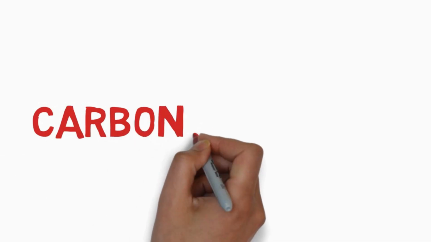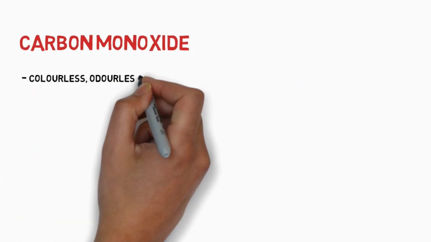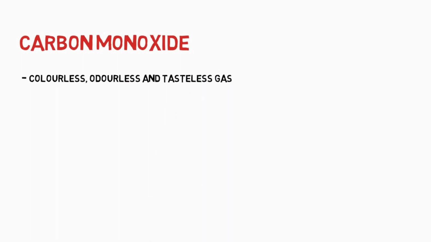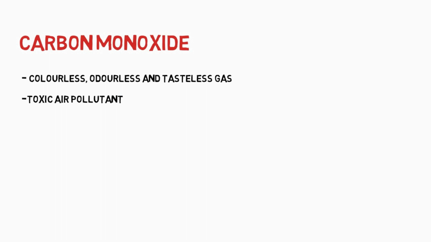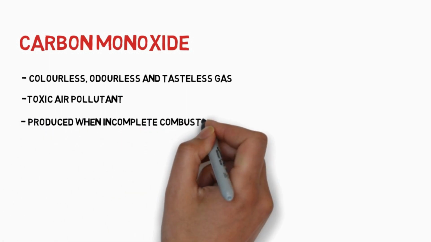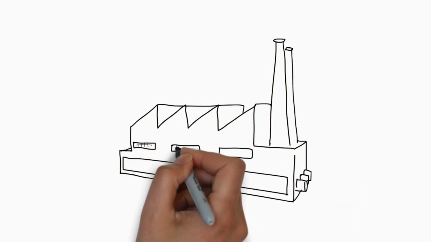Another contributor to industrial air pollution is carbon monoxide. Carbon monoxide is a colorless, odorless and tasteless gas, so it is a toxic air pollutant. It is produced when there is incomplete combustion of carbon-containing fuels such as oil, gasoline, coal and wood. It is emitted from coal, gas and oil-fired power plants, industries and also boilers.